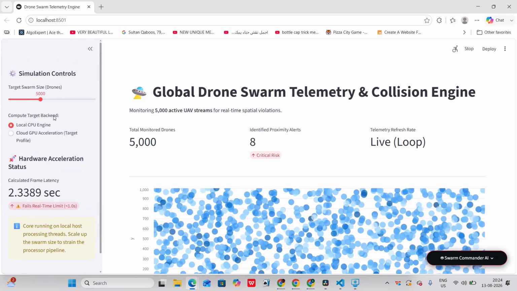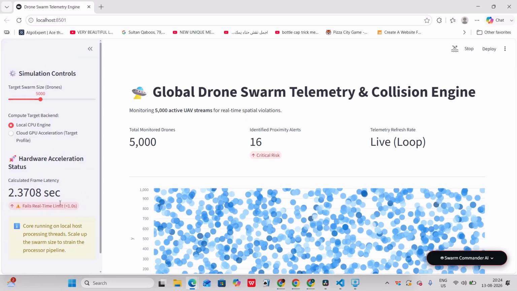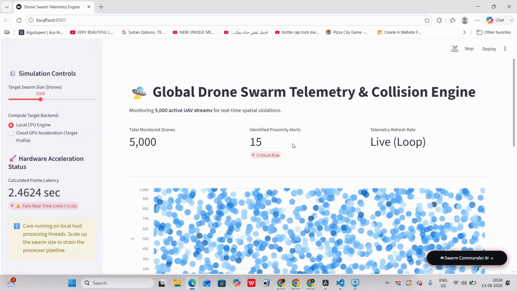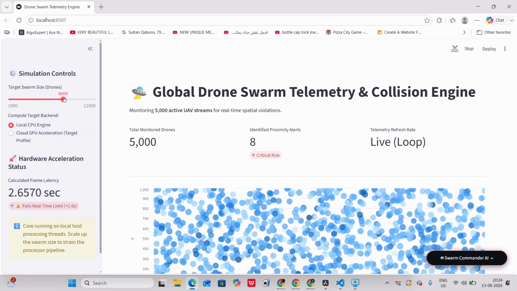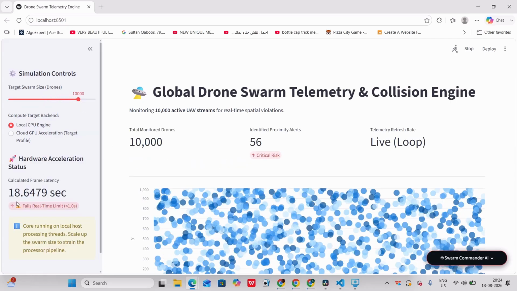Currently, this app is using my local CPU, which is causing a lot of latency and decreasing the overall real-time performance. You can see that the number of critical risks of collision is also very high. If I increase the number of drones in the system, the latency increases and the performance worsens, increasing the number of risks.